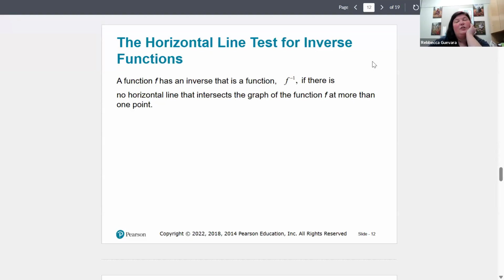So here we're going to look graphically at whether something has an inverse. A function f has an inverse that is a function, which we call f inverse, if there is no horizontal line that intersects the graph of the function f at more than 1 point. So the horizontal line test is testing if we have an inverse function. The vertical line test is what you use to see if the graph itself is a function. So vertical line test is looking for functions, and horizontal line test is looking for inverse functions.